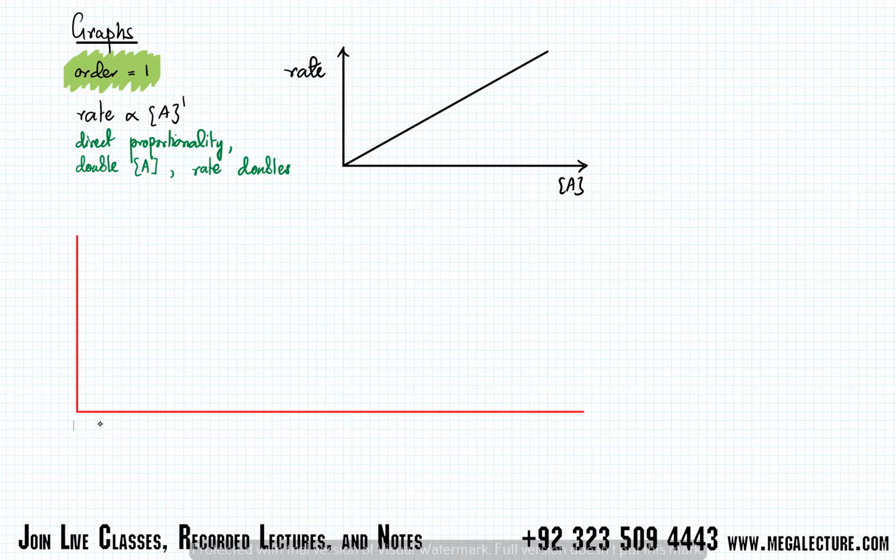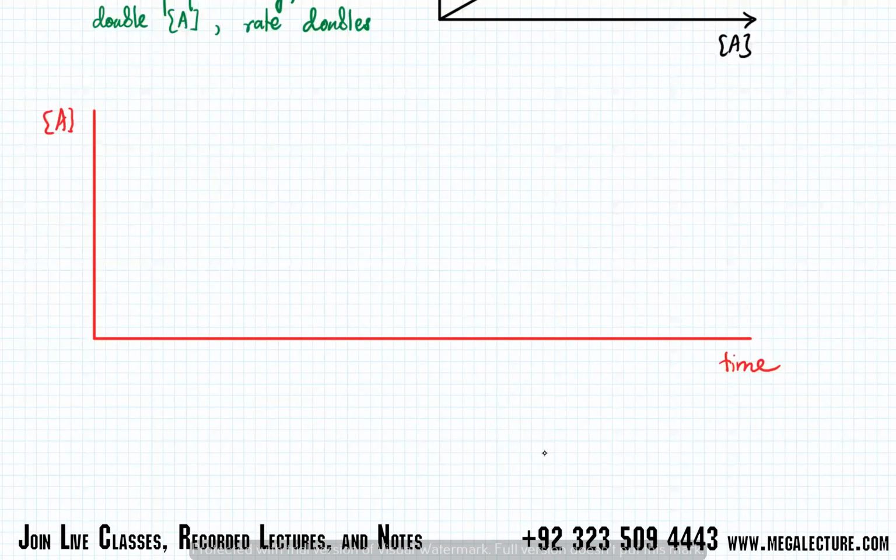So it's going to look something like this. Okay, A's concentration is maximum at the beginning, right at the beginning. And this axis is time. So now I'm just going to make some marks over here.